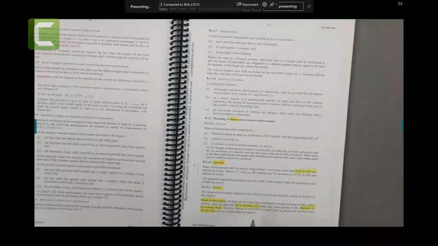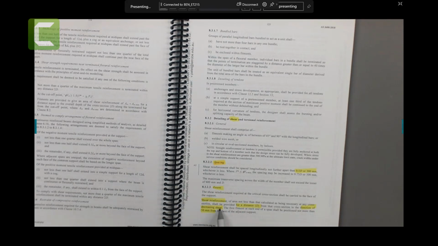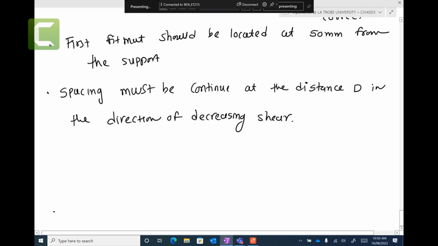So here you go, that the shear reinforcement not less than that calculated as being necessary at any cross section shall be provided for a distance D from the cross section in the direction of decreasing shear. What does it mean physically? I can explain everything.